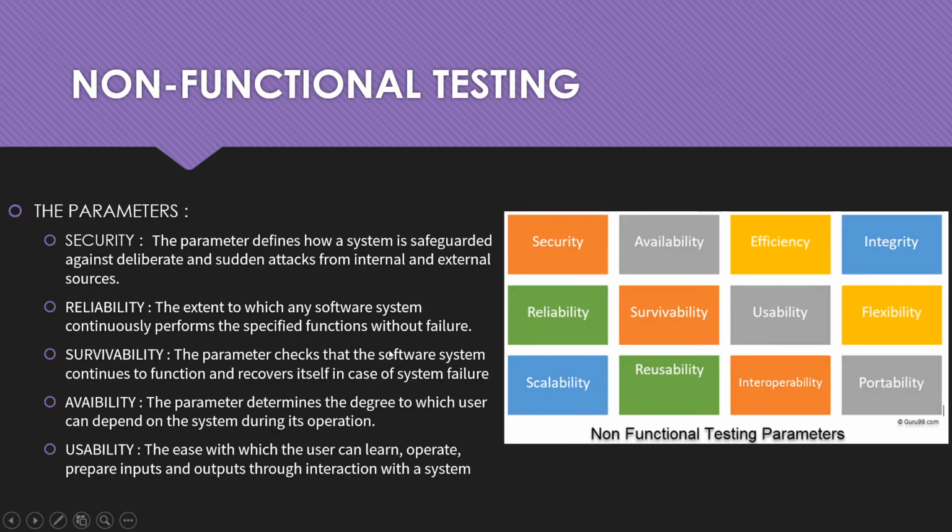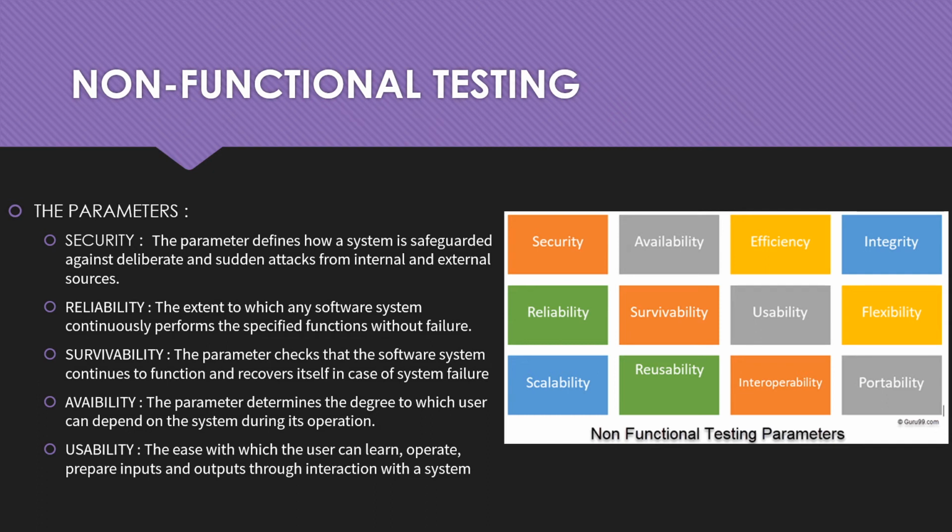And then for the parameters of non-functional testing, the first is security. In this security, we can define how safe a system is against deliberate and sudden attacks from internal and external sources. We can test this via security testing. And then for reliability, we check the extent to which any software continuously performs the specified function without failure. So we can check that this function of the software continuously performs perfectly without any error.